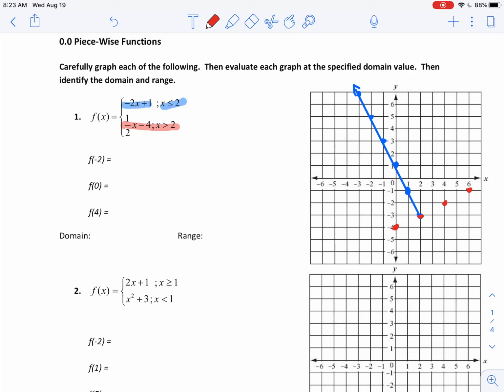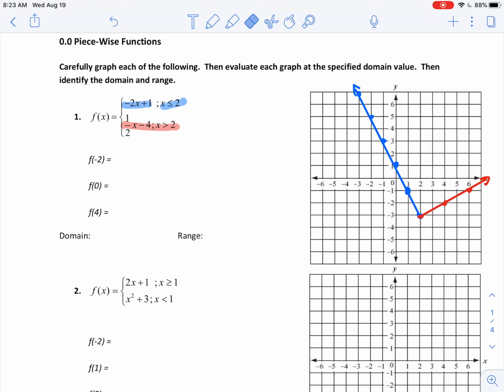Now, I technically should have an open dot at x equals 2, but there's a solid blue dot right underneath it, so it doesn't really matter. So that's it. I'm going to erase that other point. That is the graph of my piecewise function of f of x.